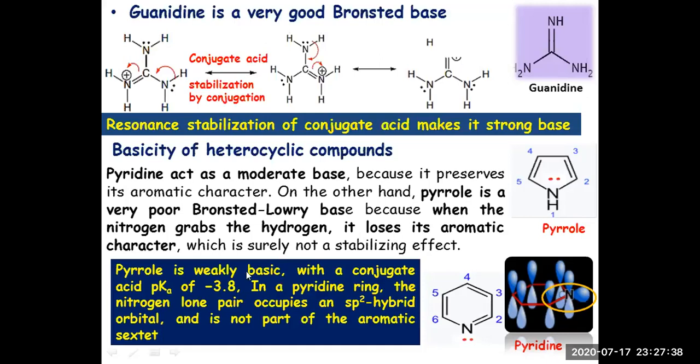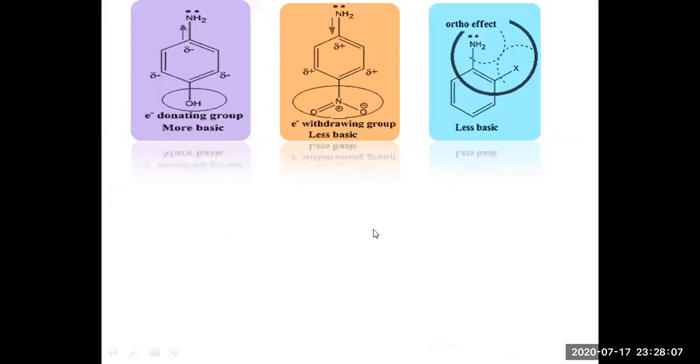So pyrrole is weakly basic with a pKa value of minus 3.8, whereas in pyridine, the lone pair of electrons is in the sp2 hybrid orbital and does not take part in the aromaticity, and therefore can be donated, which makes it more basic as compared to pyrrole. So pyridine is more basic as compared to pyrrole. Let us see these examples now.